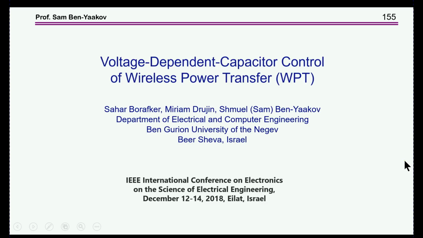And finally, I'm going to show you another application, which I think is of very potential use, and this is for wireless power transfer.